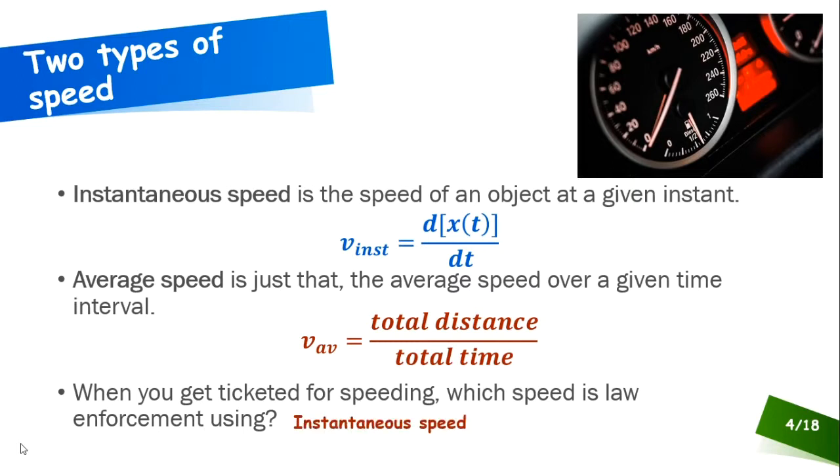Well, I hope you said instantaneous speed, because if you just look at this and think about it, it would make sense, right? It can't be average speed, because how is the cop going to know the total distance that you traveled? How's the cop going to know the total time that it took you to travel that distance? And the radar gun's not going to say anything about that. So it's got to be instantaneous speed. They're taking the speed of your object, which is the car, at a given instant in time.